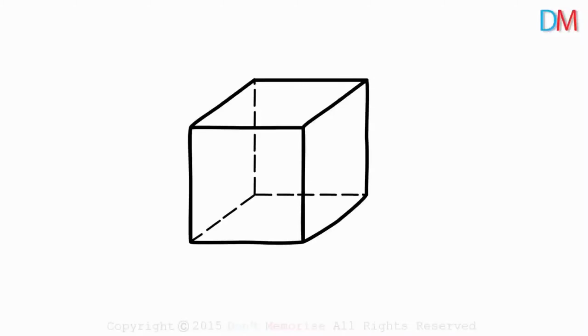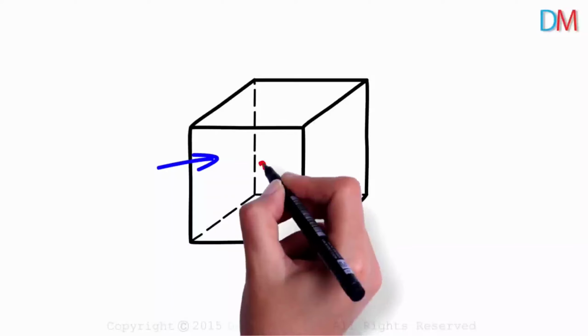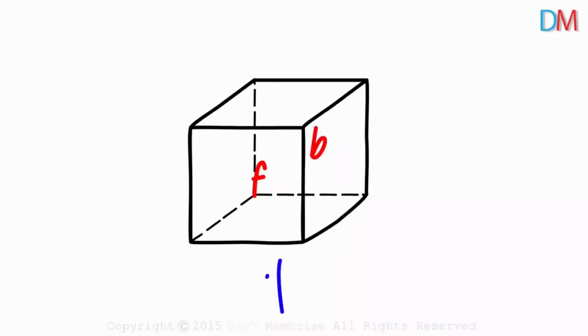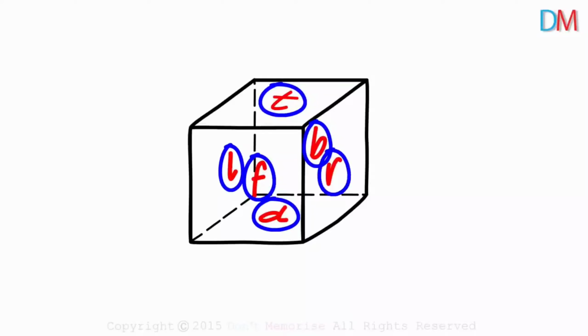One good way to draw a net would be by naming the faces. We can call the face in the front F and the face at the back B. The face which is down can be called D and the one at the top can be called T. And L and R for left and right. These are the 6 faces: F, B, T, D, L and R.